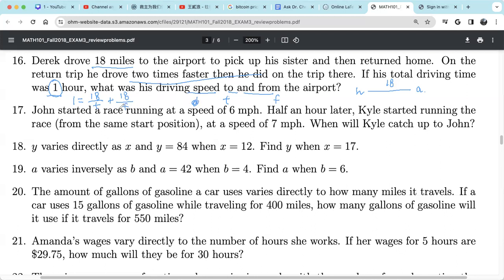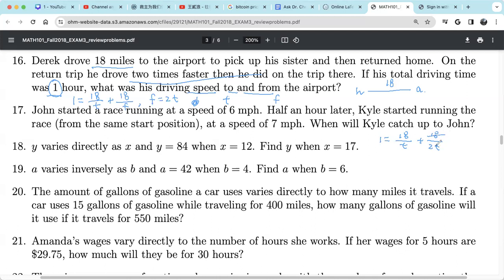Now we need another equation because we have two variables. Another equation says he drove 2 times faster when he goes back home. So F, remember F is from the airport, his return trip, equals 2 times T. So 1 equals 18 divided by T plus 18 divided by F, and F equals 2T. So let's change F to be 2T.